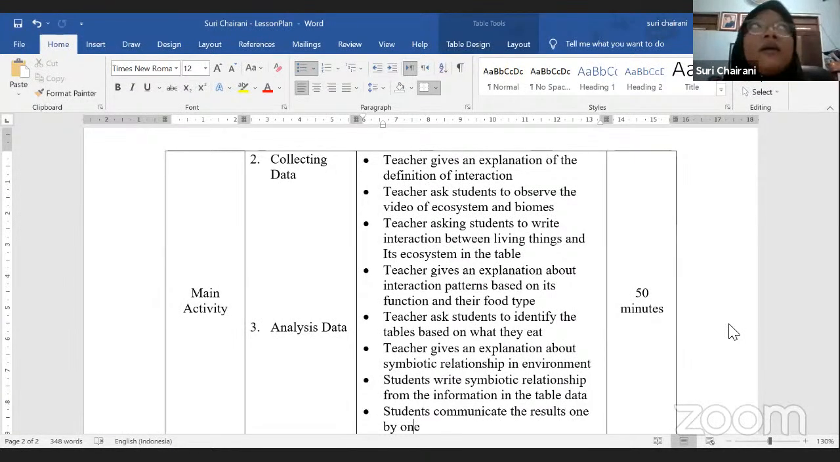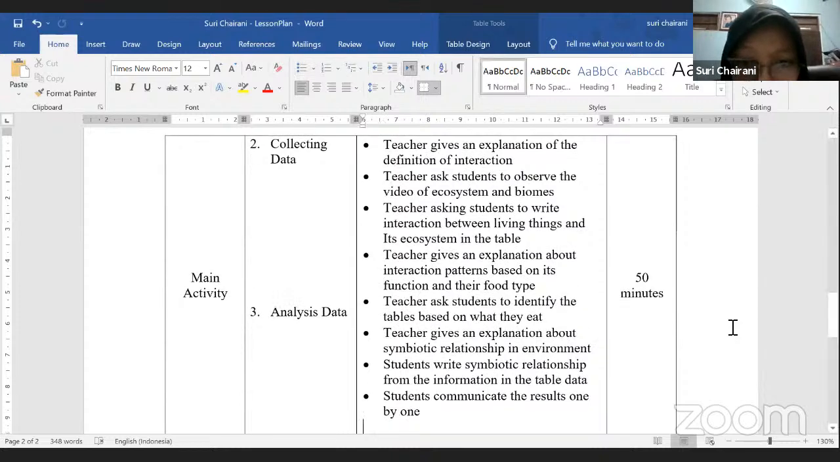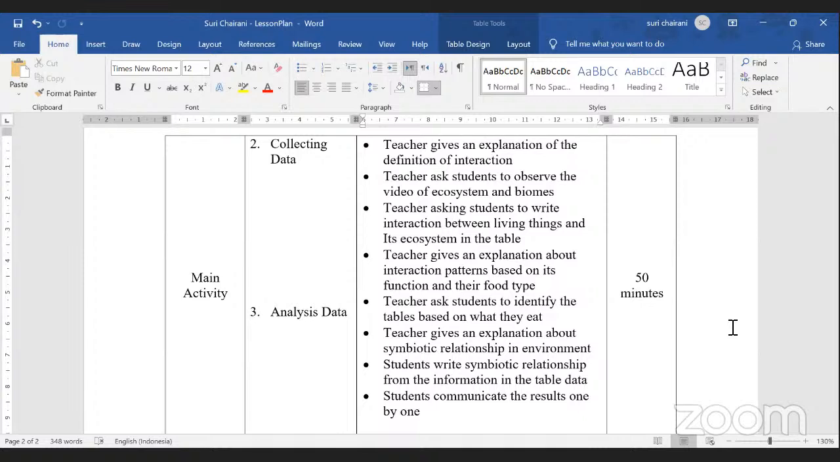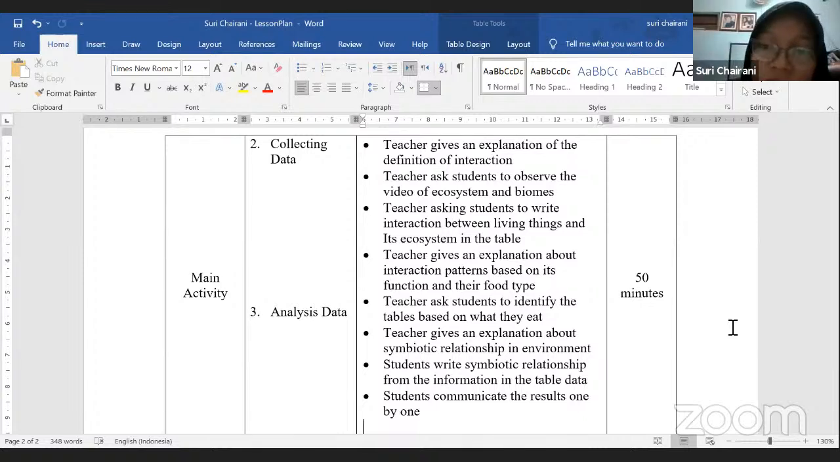I repeat the method repeatedly after I explain the material. The students write the worksheet, and then I explain again, and the students write the worksheet again. The teacher asks students to identify the table. The teacher gives an explanation of interaction patterns based on their function and food types, and then they identify them in the table in the worksheet. Then the teacher explains some symbiotic relationships in the environment, and the students write the symbiotic relationships in the worksheet again.